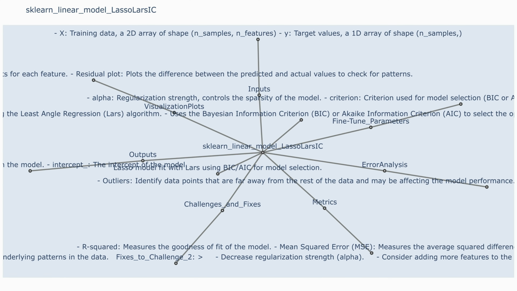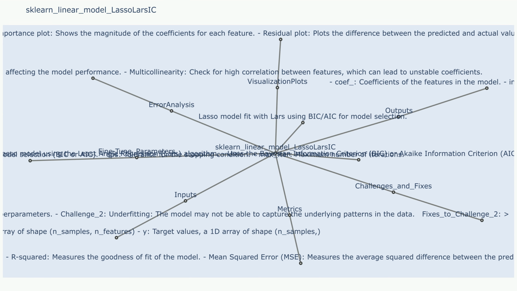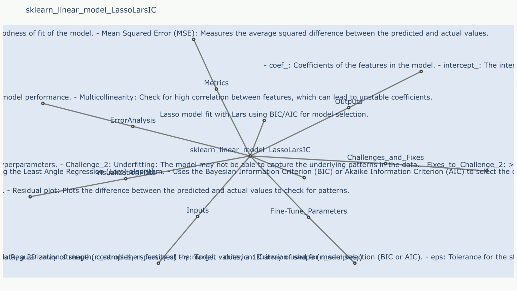YAML. sklearn, linear model, LassoLarsIC. Description: this class implements the Lasso model with least angle regression (LARS) and an information criterion to estimate the regularization parameter. The method is based on the least angle regression (LARS) algorithm that finds the entire regularization path. It uses a criterion based on the information content of the model to select the best regularization parameter.